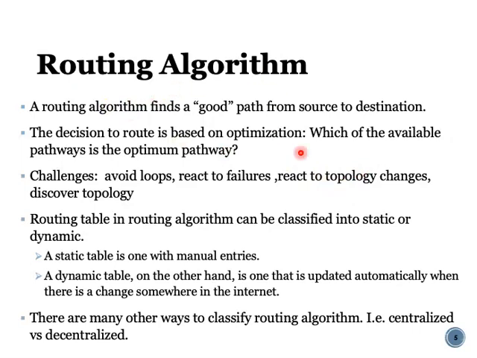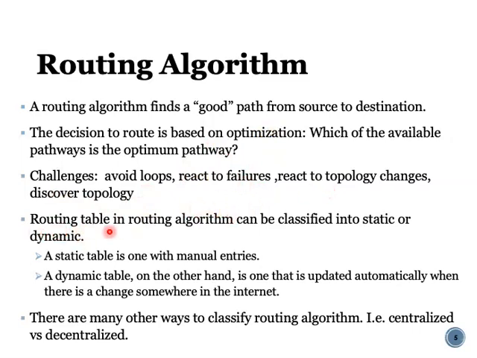So the routing algorithm's task is to find the path to the destination based on these topology changes. And another challenge is to discover topology. For example, like I said before, a new node joins the network, or perhaps a new network is set up, and the routing algorithm needs to discover the topology, meaning the location of all the nodes in the network for routing.